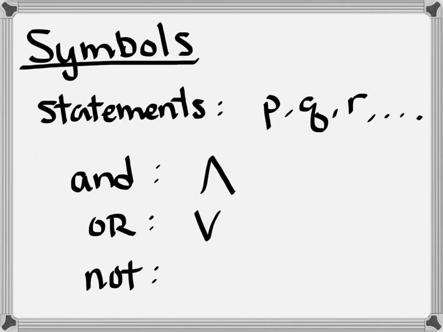We also have a symbol for "not." Again, we use the "not" for negations, and the symbol for "not" is a little tilde symbol, a little squiggle line.